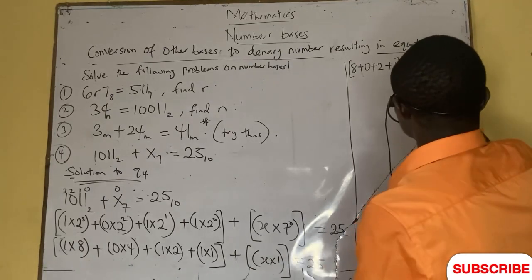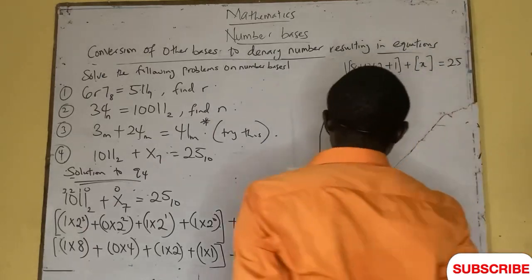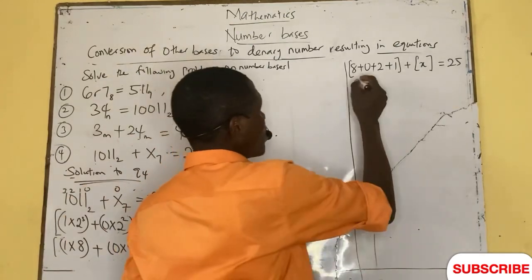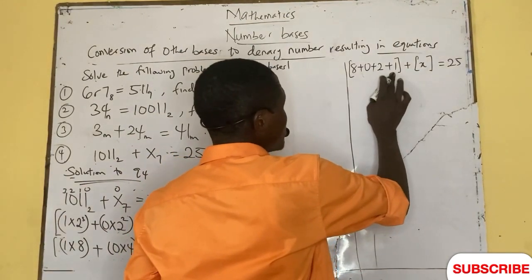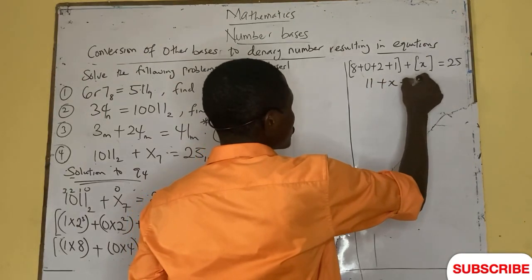X times 1 is x, then equal to 25. Now you can remove the brackets. So we have 8 plus 2 plus 1, that is 11 plus x equal to 25.